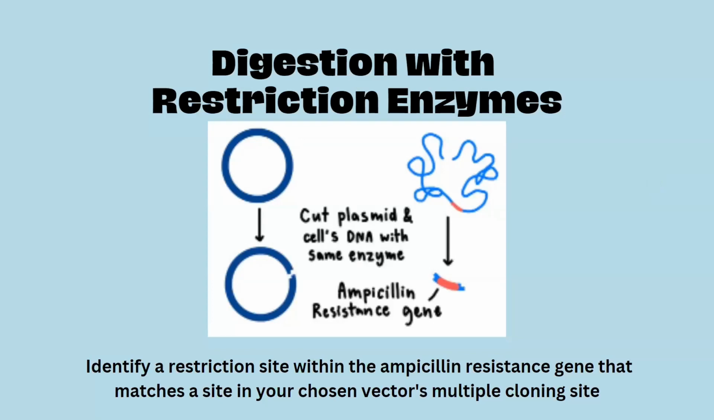And next, the digestion with restriction enzyme. Both the ampicillin resistance gene and the plasmid vector need to be cut with the same restriction enzyme that generates compatible ends. This ensures that the two DNA fragments will be able to join together. In this case, you should identify a restriction site within the ampicillin resistance gene that matches a site in your chosen vector MCS.